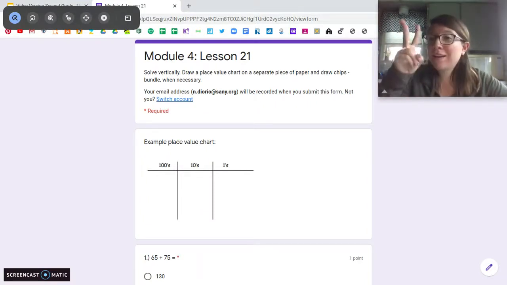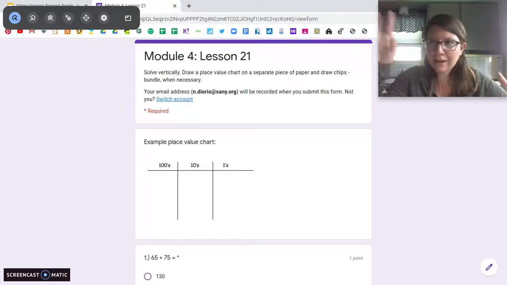Practice both the vertical method and drawing it on a piece of paper just so we can kind of understand it better.